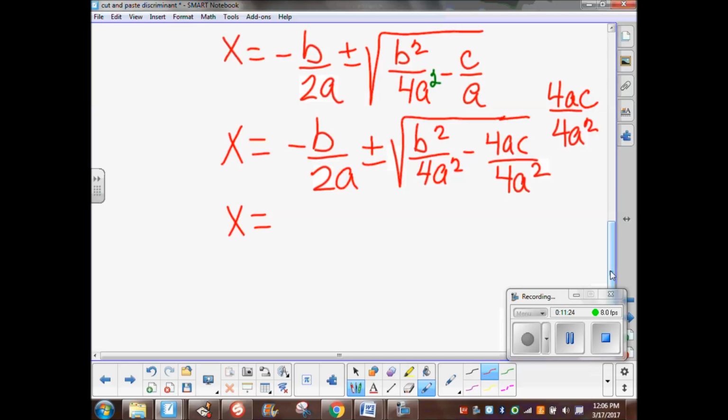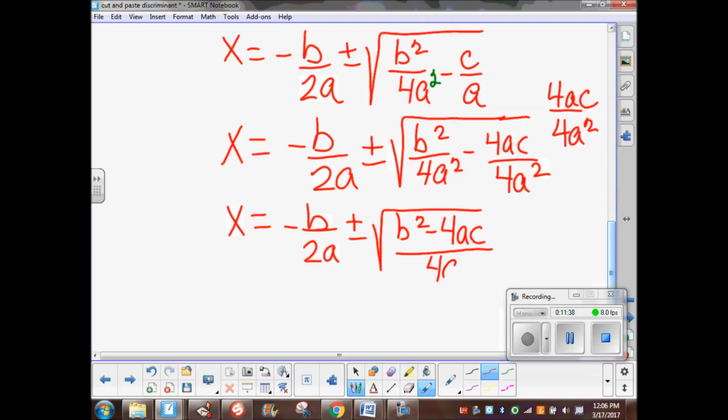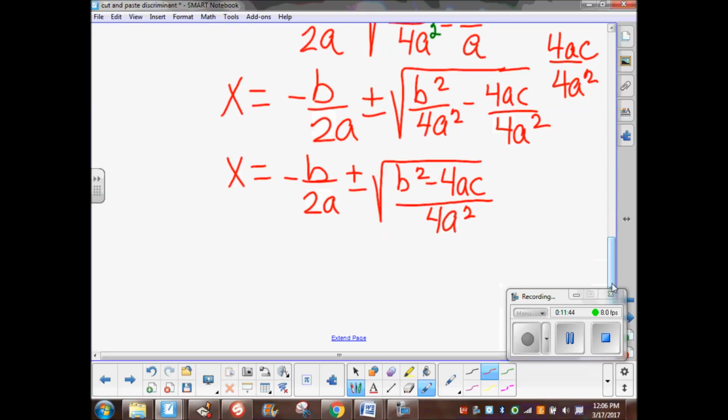So x equals negative b over 2a, plus or minus. I have my common denominator, put it all over one denominator. b squared minus 4ac, there's the discriminant, all over 4a squared. Almost there. Right? It's almost to what the quadratic formula looks like.